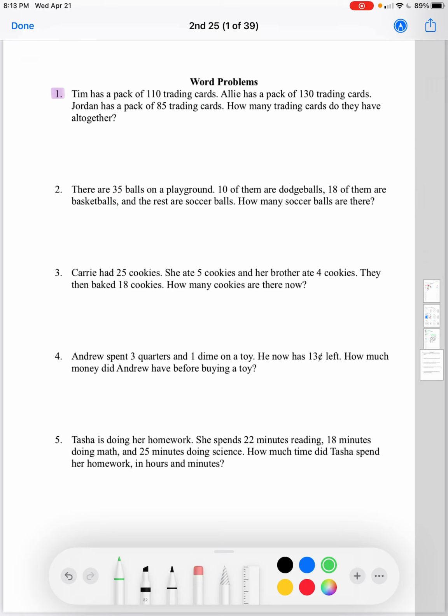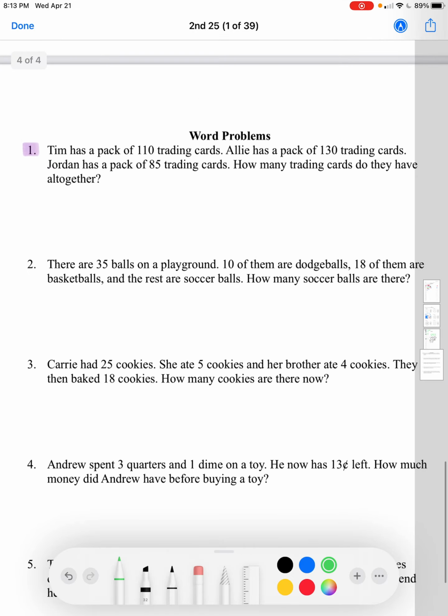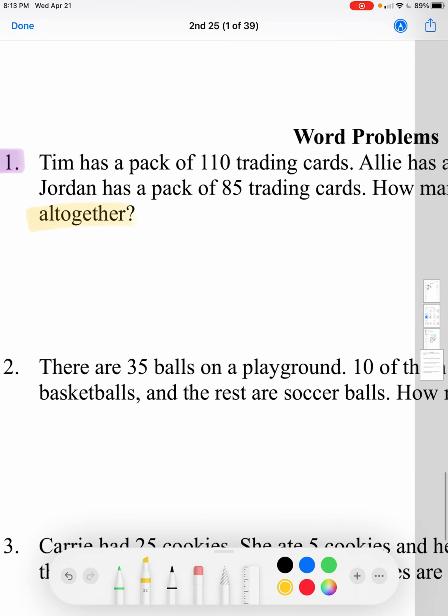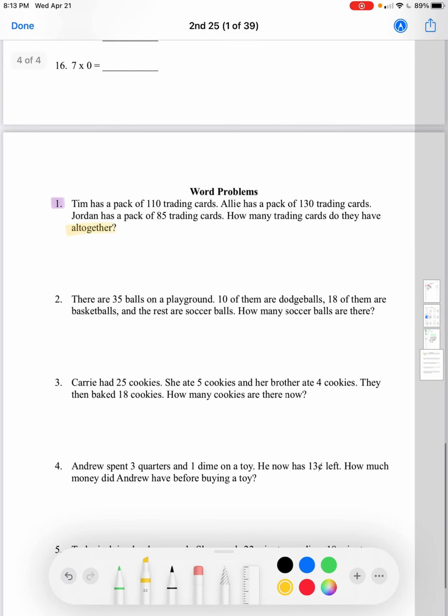Lastly, let's go over word problems. Number 1 says, Tim has a pack of 110 trading cards. Ali has a pack of 130 trading cards. And Jordan has a pack of 85 trading cards. How many trading cards do they have all together? So the key word here is all together. We want to find out how much they have in total, so we're going to add.